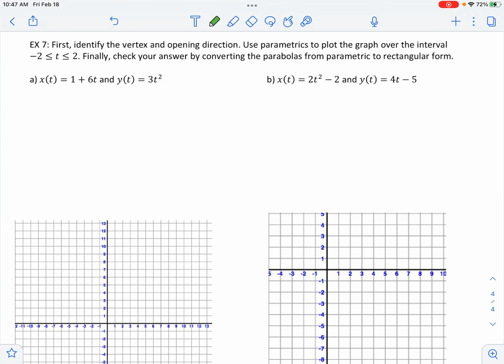All right, last one, 7A. First, identify the vertex and the opening direction. Then use the parameters to plot the graph over the interval of -2 to 2. Finally, check your answer, converting the parabola from parametric to rectangular form. Okay, so we need the vertex first. That's what it said for us to do. First, identify the vertex and opening direction.